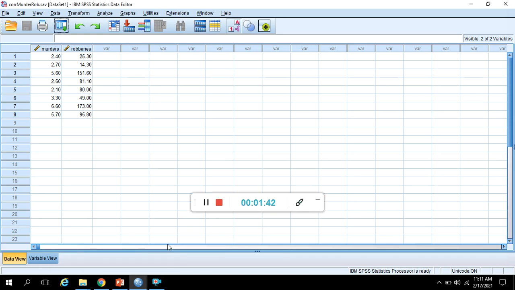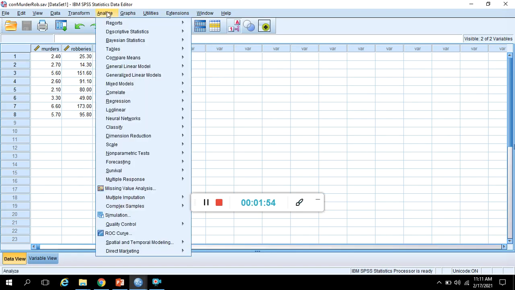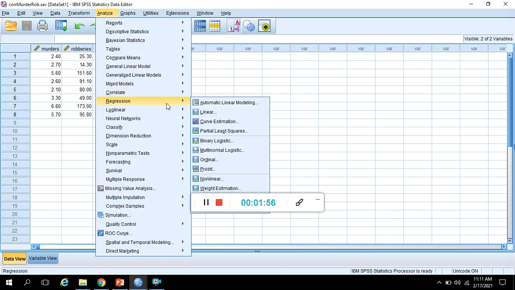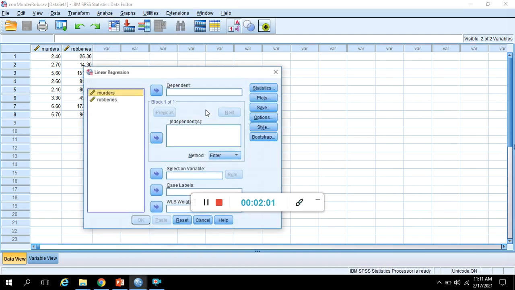So the data that I'm looking at is one that we used for correlation. It's murders and robberies. I don't know why I chose this. I just did. I don't think we did a regression on this yet, but let's do one. So let's do analyze and let's do regression. I'm not really interested in a regression model per se. I'm interested in looking at the residuals, but let's do linear regression. Robberies, I'll make that dependent, and we're predicting robberies based on murders.